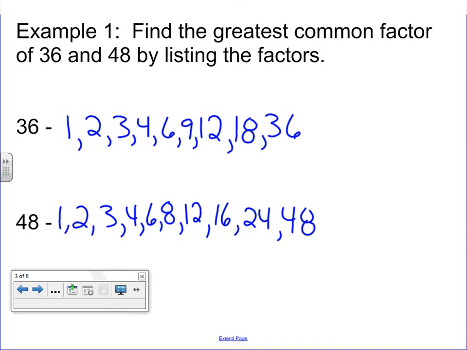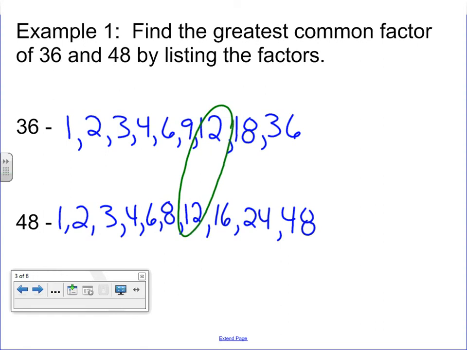And there we've got our factor list. Now, we are looking for the greatest common factor. You're probably looking at these lists and saying, wow, they share a lot in common. 1, 2, 3, 4, 6, 12. They share a lot of different numbers. But we are looking for the greatest common factor. Not just common factors, the greatest common factor. And as you see, the greatest common factor of these two numbers is 12.